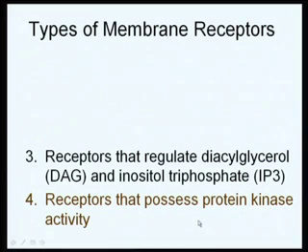Since we have already covered the first 2, today we are going to finally focus on the third kind of membrane receptors, namely those receptors which activate G proteins that ultimately result in the activation of phospholipase C, resulting in the generation of diacylglycerol and inositol triphosphate, and how these act as signaling molecules.